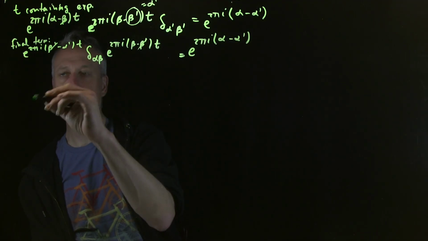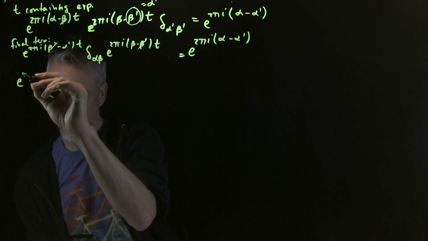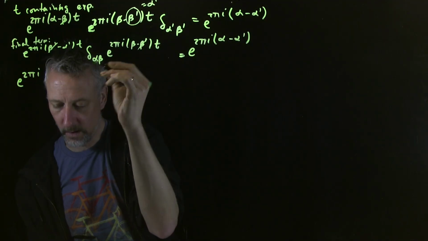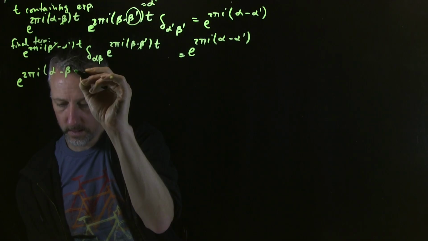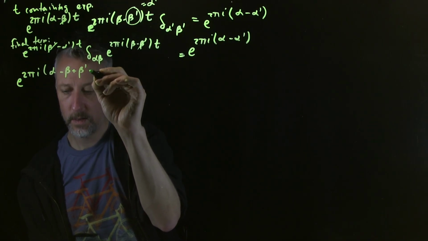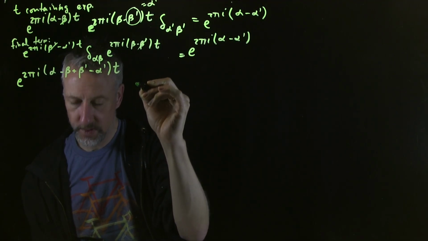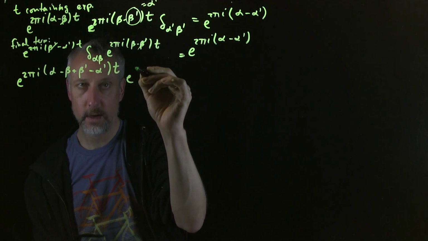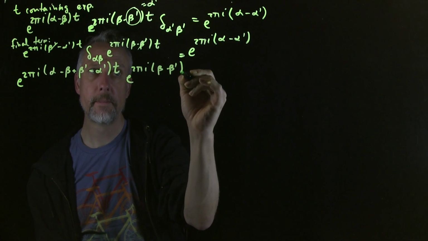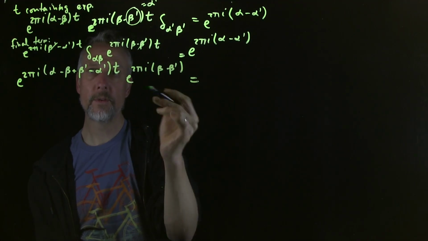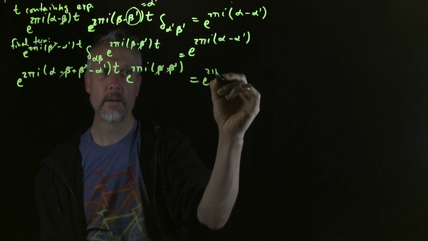The other term is this one, e to the 2 pi i. This is the one where we have all four things in there: (alpha minus beta plus beta primed minus alpha primed) t. And then from the density operator, we have 2 pi i (beta minus beta primed). Of course the beta primes cancel, and we get exactly the same thing again.